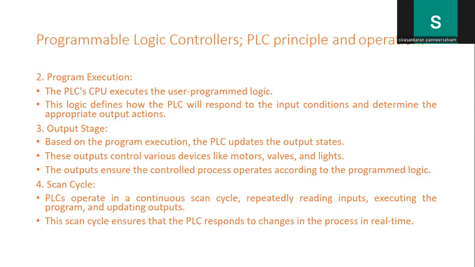Next one is output stage. Based on the program execution, the PLC updates the output states. These outputs control devices like motors, valves, and lights. So the output ensures the process operates according to the program logic. Scan cycle. The PLC operates in a continuous scan cycle. It repeatedly samples the input readings and executes the program by updating the output. This scan cycle confirms that the PLC responds to the updated changes in the process with respect to real time.